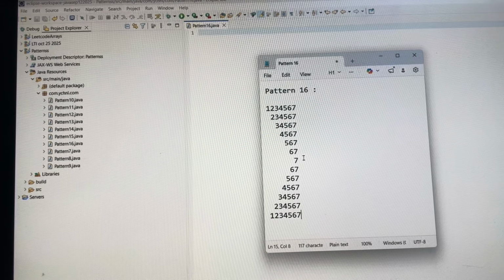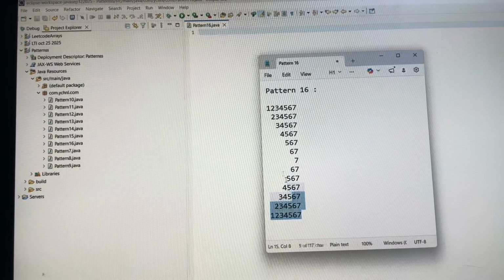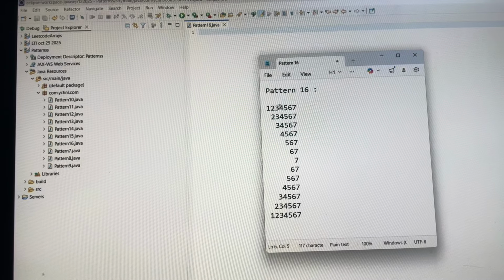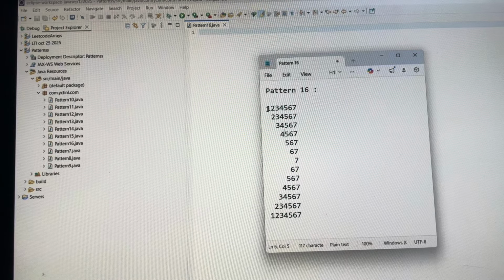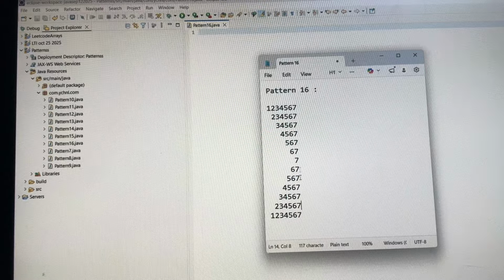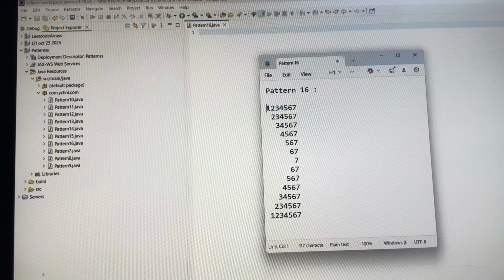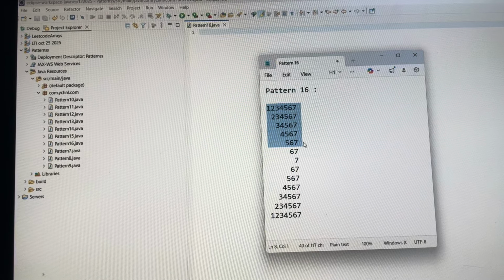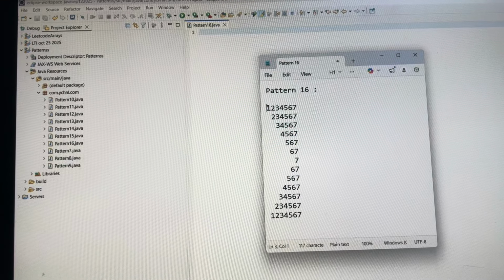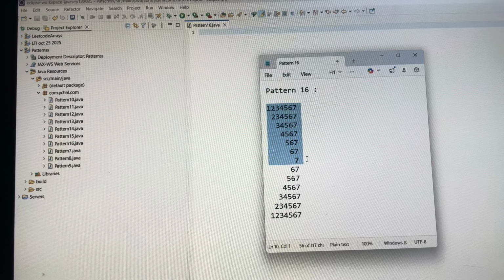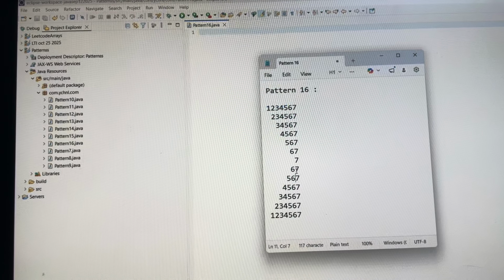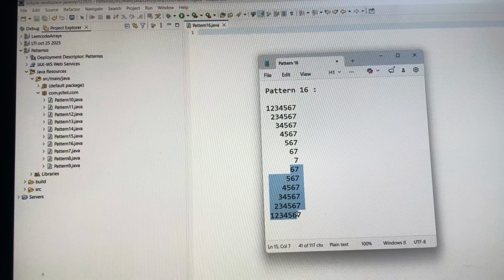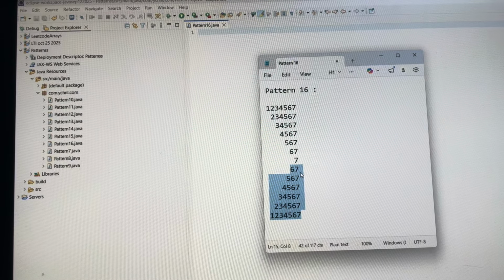Hi all, today we are going to discuss this pattern. We'll discuss how to write a Java program to print this pattern. If you observe this pattern, we can observe two different patterns in this. Up to here we can consider as one pattern, and from here to here we can consider as another pattern.